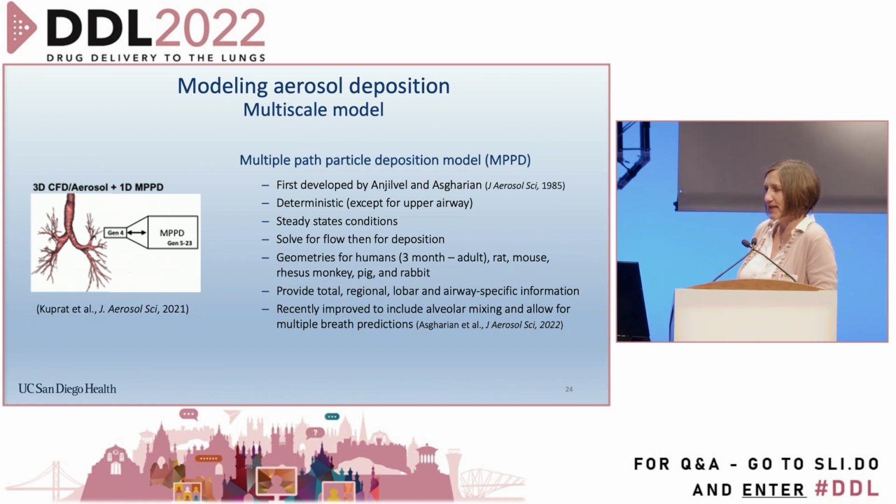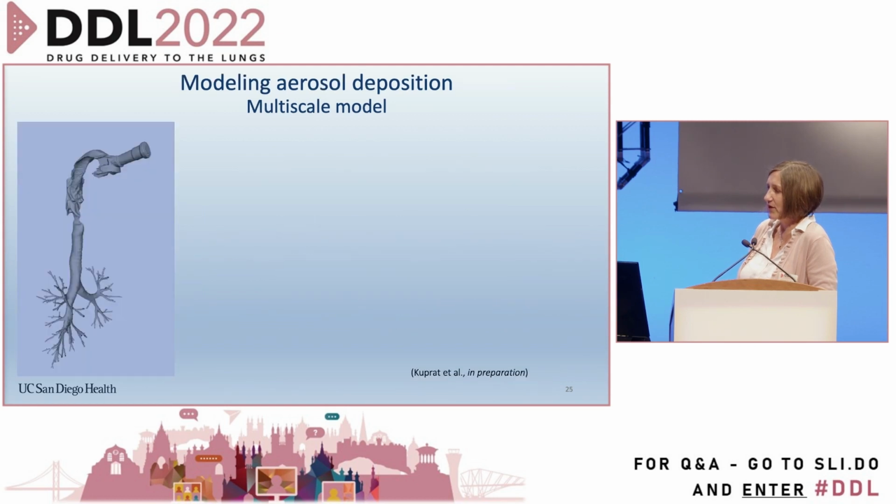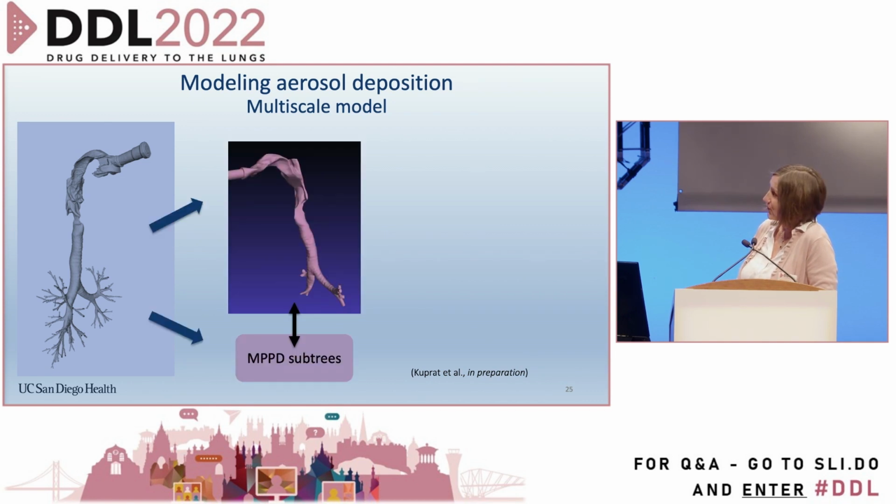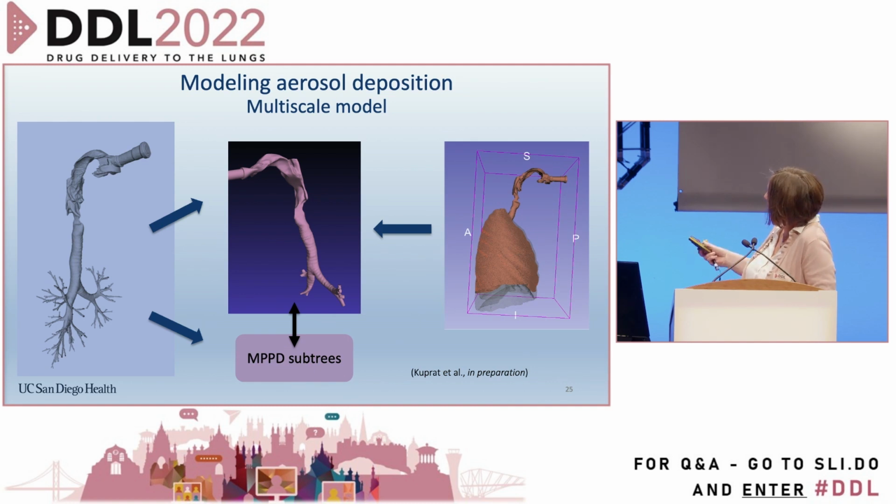By doing this multi-scale modeling, we used a model, again very similar to the approach used by Jan de Backer, of a CT-based model. Part of it was used in a 3D expensive computational simulation, and each outlet of that model was linked to one of these 1D MPPD subtrees. Then we also had two measurements of the lung volume that we segmented at the lobar level to see the flow distribution at each level.